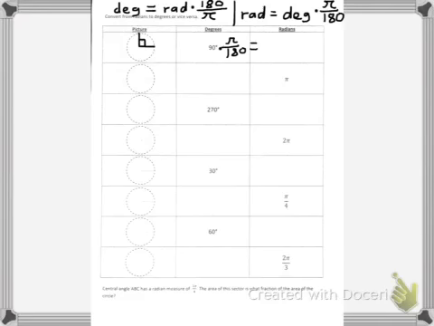All right, when I do that, 90 times pi is 90 pi. And I'd still have my 180 on the bottom. And then I can just simply reduce that fraction. 90 over 180, if I reduce that, that reduces to 1/2. So I would just have pi over 2 as my final answer.